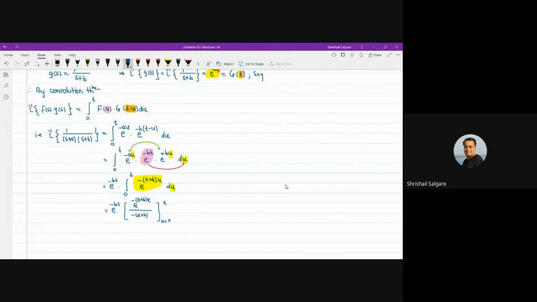b. Now for the remaining, you have to substitute upper limit and lower limit. When you substitute the upper limit, you replace u by t. If you replace u by t, then it will become e to the power minus a plus b times t, divided by minus of a plus b. This is the upper limit. Lower limit you have to subtract, and anything raised to 0 is 1, so if you substitute u equal to 0, it is 1 divided by minus of a plus b. Am I right? Verify the calculations.